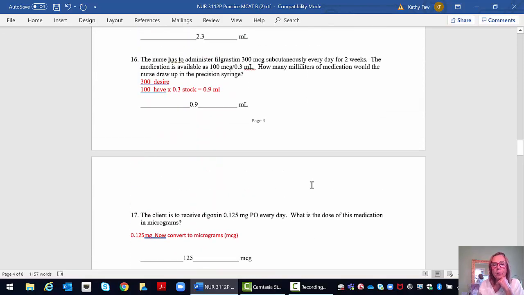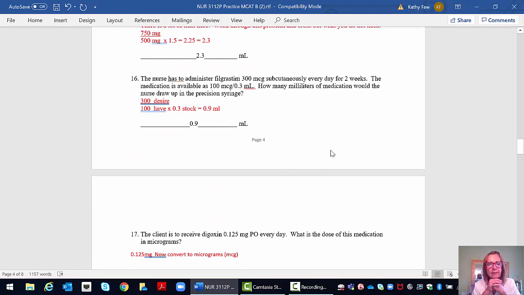I have just a couple more. Number 16, let's look at that one. And that says, the nurse has to give filgrastim 300 micrograms sub-Q every day for 2 weeks. Okay, well, that's nice. This sub-Q every day for 2 weeks, that's just fluff, guys. So what is their desire? All right, 300 micrograms. The medication is available, so that's what we have, right? 100 micrograms.